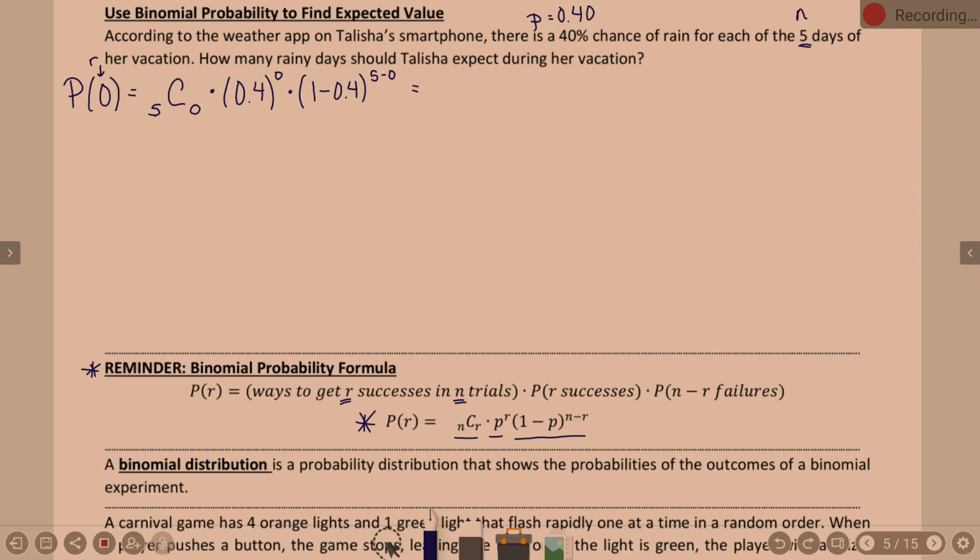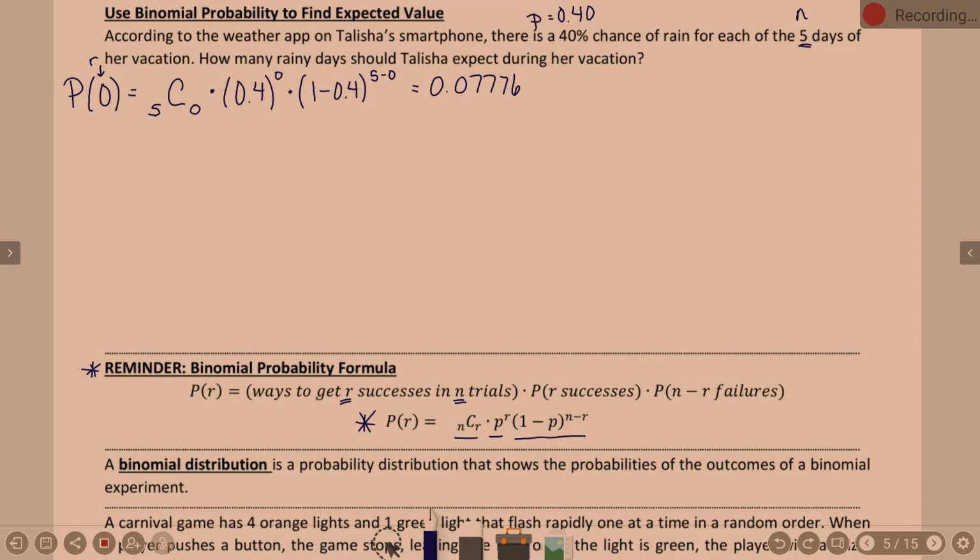Okay, so nCr does not have to have parentheses around it. However, the other pieces I would put parentheses around, I guess. So that is 0.0776. Okay, so that is the chance that none of the days are rainy, like a 7.8% chance. Now, that's the chance that 0 days are rainy.